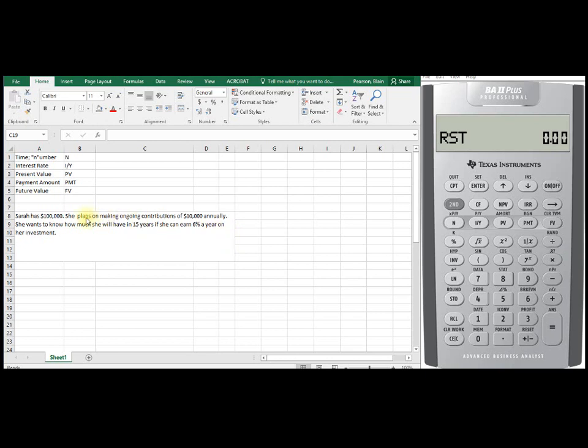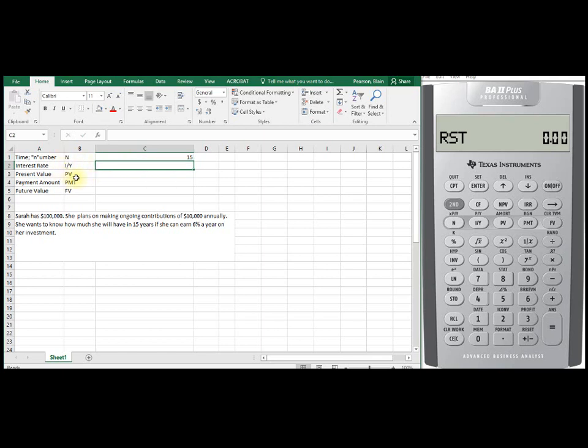Using the example from the last video, Sarah has $100,000. Now Sarah plans on making ongoing contributions of $10,000 annually. She wants to know how much she will have in 15 years if she can earn 6% on her investment. The N variable is our time variable, which simply is the 15 years.